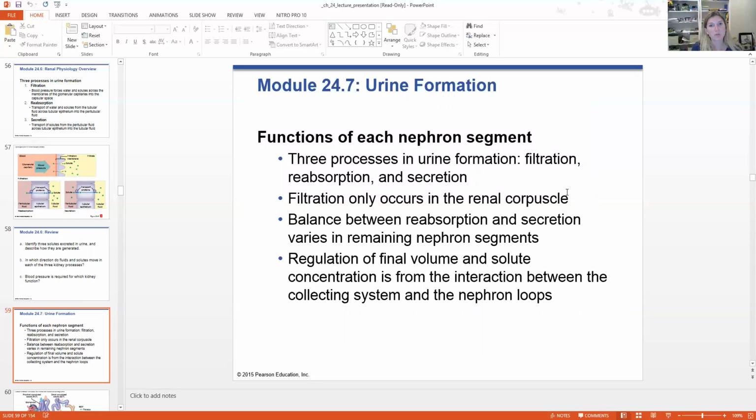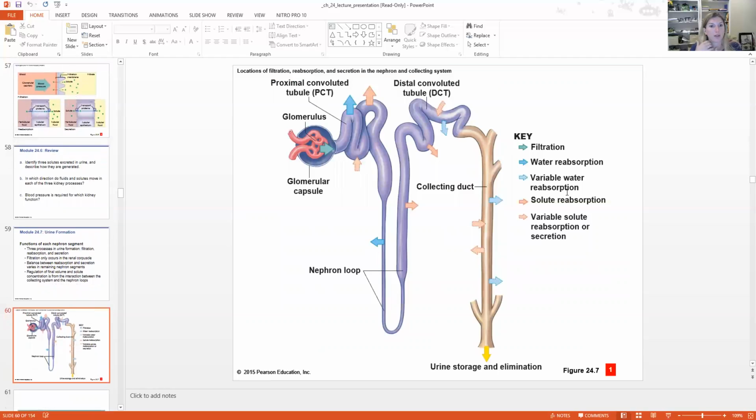And when we say reabsorb, we mean take back from the tubular fluid back into the body, back into the peritubular space, into the blood, right? And so the regulation of the final concentration and volume of urine isn't done until the filtrate leaves the collecting system. So the collecting system and nephron loops all have to work together to get that final volume.